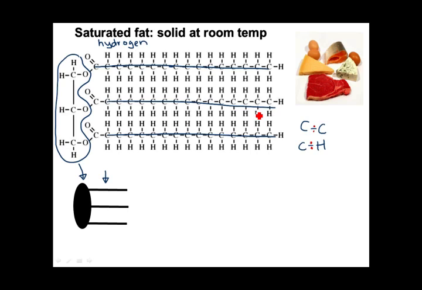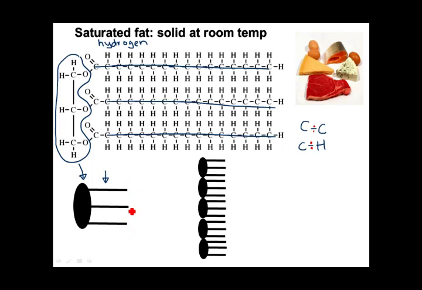Okay, so let's talk about why saturated fats are solid at room temperature. It has everything to do with these long fatty acid tails that are straight. When the fatty acid tails are straight, the fat molecules can get really close to each other. They can pack in very tightly so that there's not a lot of space in between the molecules. And that means they don't wiggle around a lot and they behave as a solid.